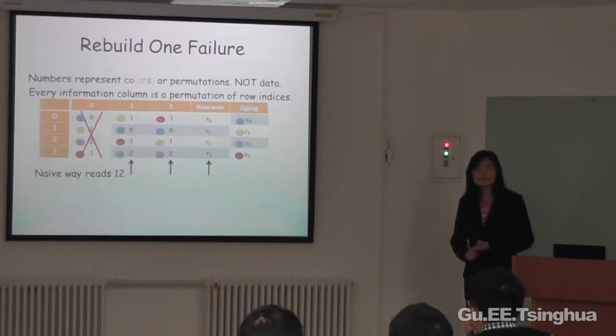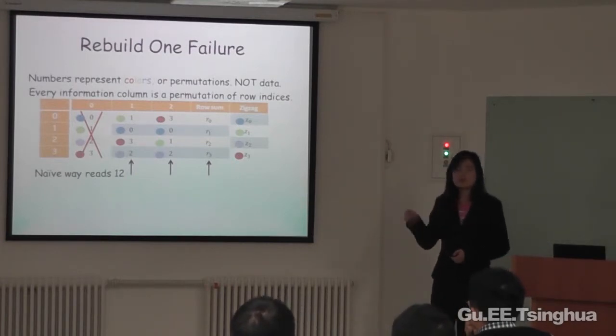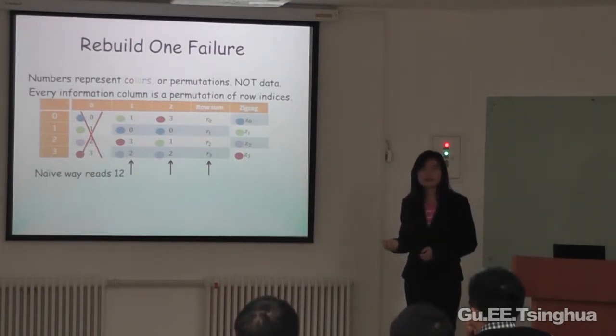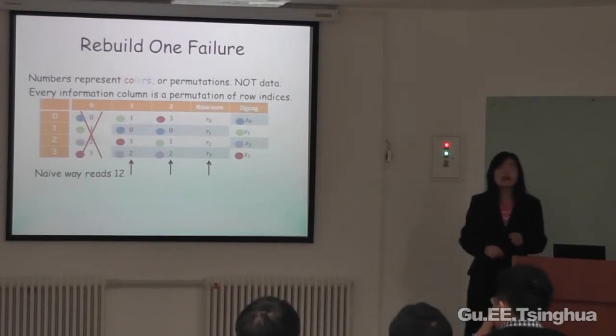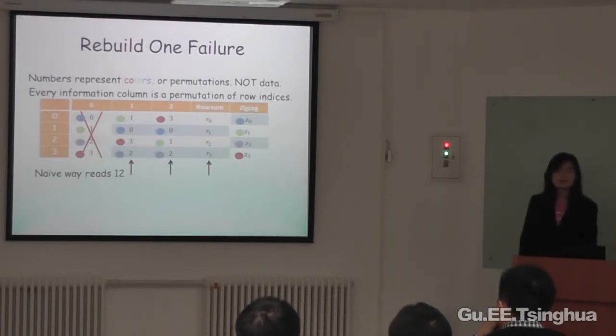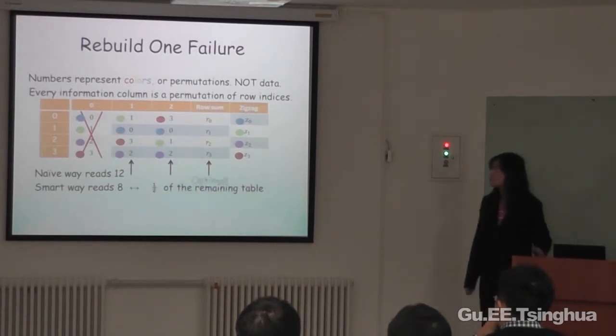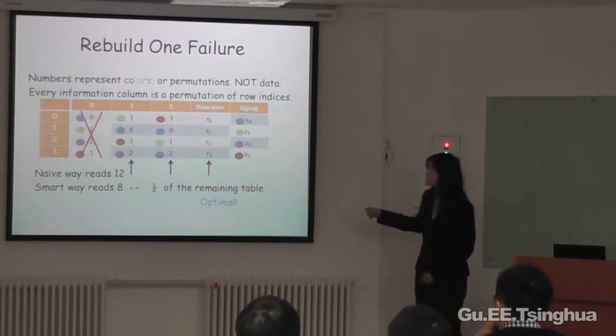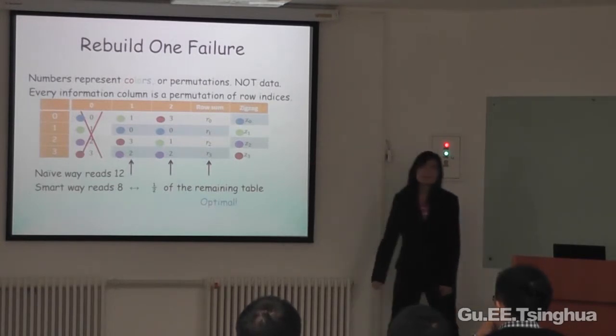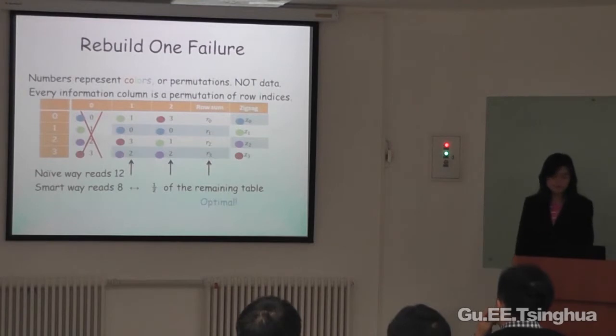So you can see that in this example, I use some of the rows and also some of the zigzags. And the rows and the zigzags that I use completely intersect with each other. That is the reason that we can save in the number of reads. In this case, I only read 8, which is half of the remaining table. And by the lower bound of 1 over r, where r is 2, this construction is optimal.